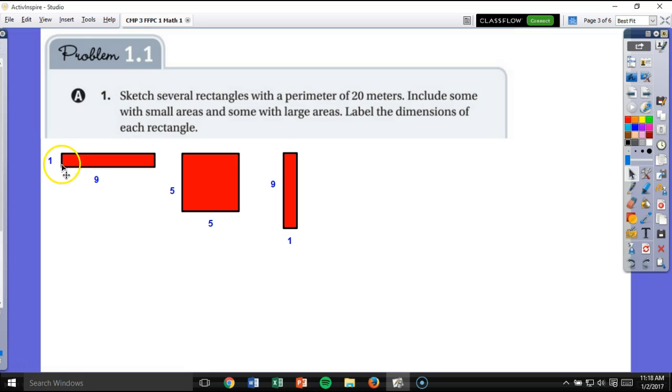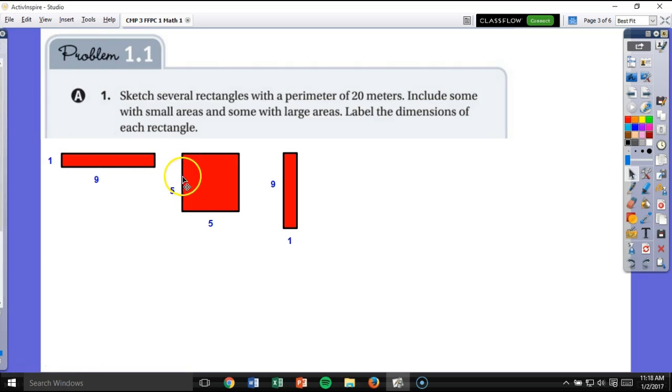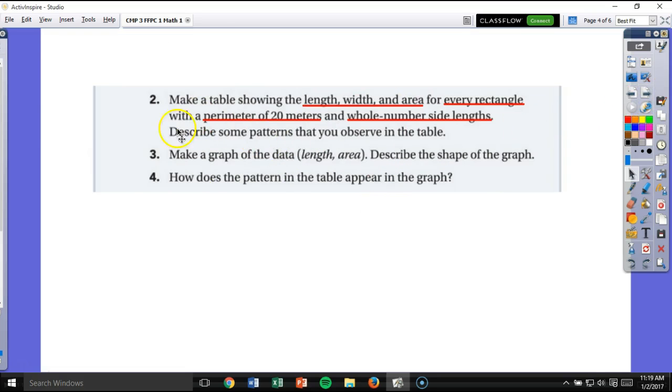We could have one that is 1 by 9, because 1 plus 1 and 9 plus 9 totals 20. Okay, 1 plus 9 is 10, times 2 is 20. We could also have a 5 by 5, where 5 plus 5 is 10. That's two sides. We know we have the other two that are the same, so that's 20. Again, 9 plus 1 is 10, and 10 plus 10 is 20. So I want you to give me some other examples of rectangles we could create with a perimeter of 20 meters. Parts 2 through 4.